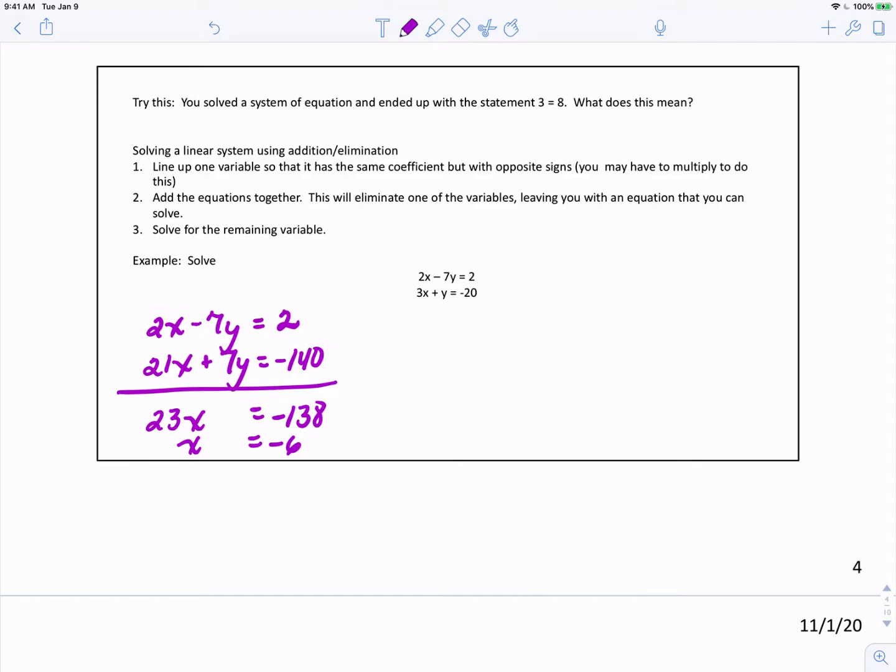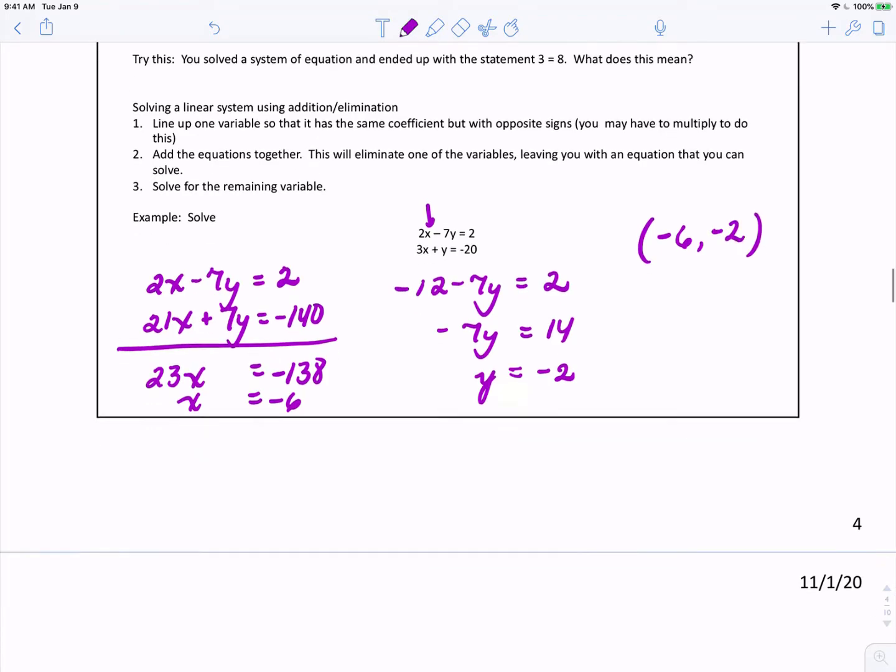So in the solution, x turns out to be -6. And when you plug in a -6 to solve for y, we'll get -12 minus 7y is equal to 2. Adding 12 to each side, we have -7y is equal to 14, and dividing both sides by -7, we have y is equal to -2. So go back and fix your notes because that solution should be -6 comma -2 and not the fraction we had earlier.